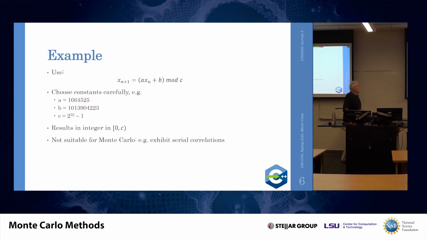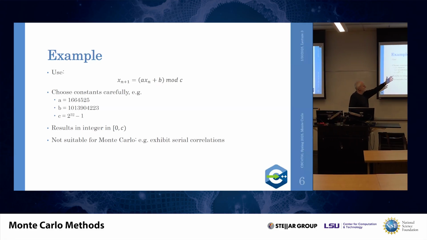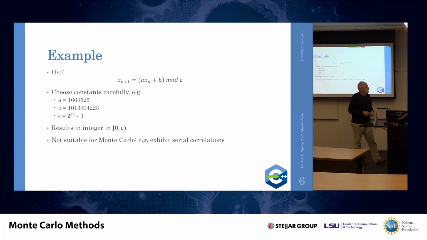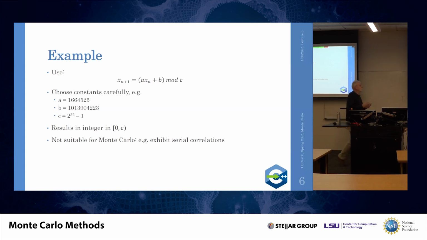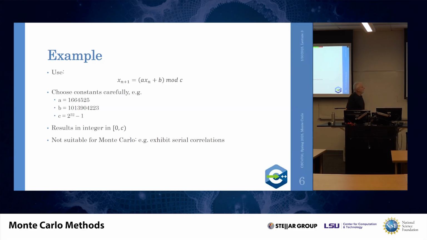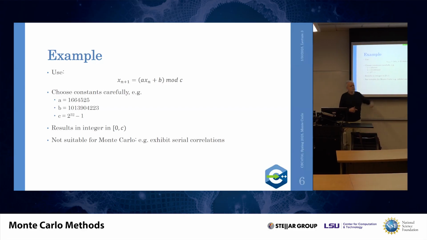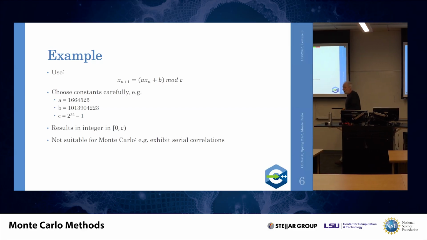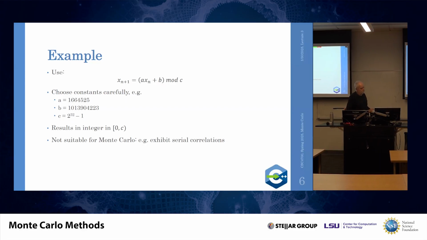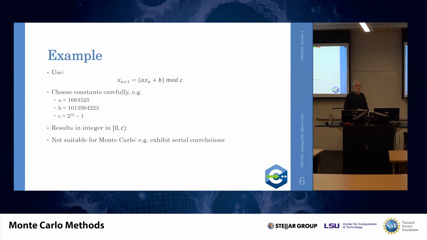So in the simplest example, let's say I have a sequence of numbers which I calculate from A times the previous number plus B, and do a modulus division by C. That will give me certain random numbers, especially when I choose the constants in a very careful way. What we will get are numbers in the range between 0 and C, because we have that modular division there. But unfortunately, this is not really suitable for statistically properly distributed numbers, because the correlation between the numbers is too large.